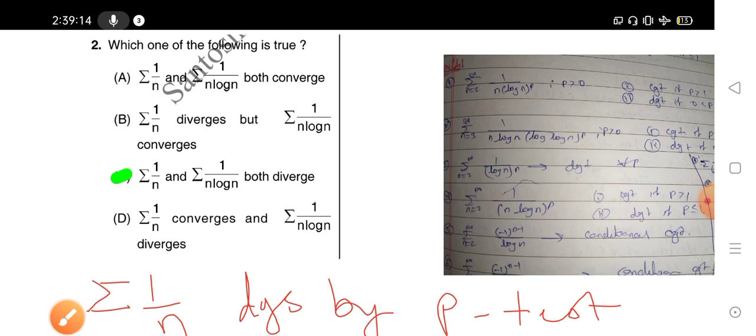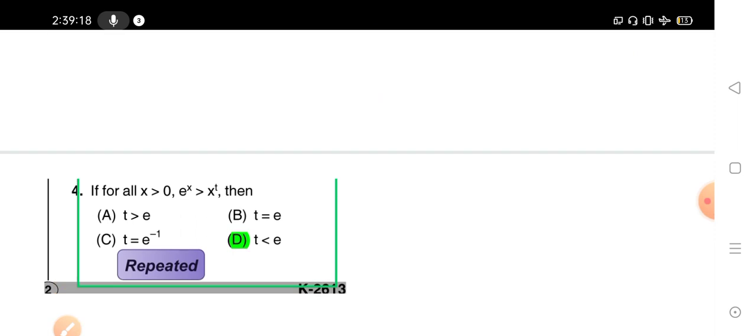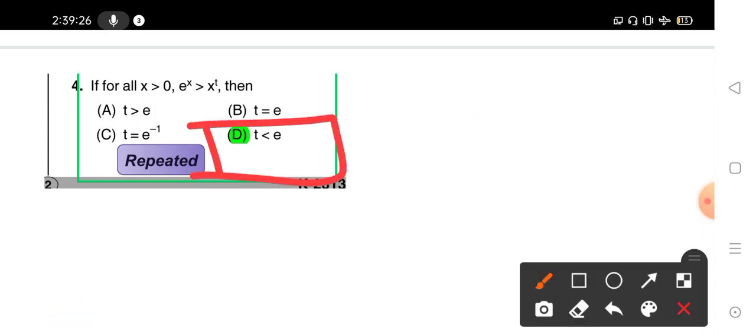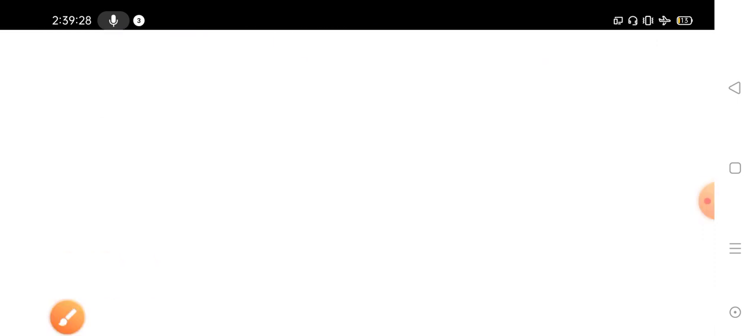By result, option C is correct. Next question. If for all x greater than 0, e raised to x is greater than x raised to t, the answer is t is less than e. This is most time repeated.